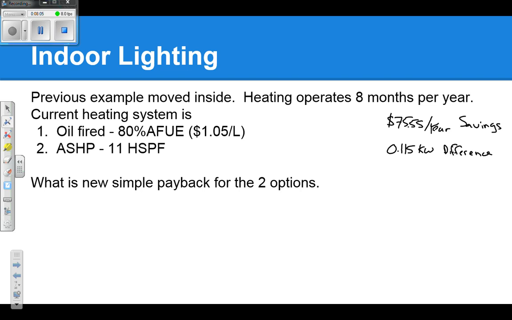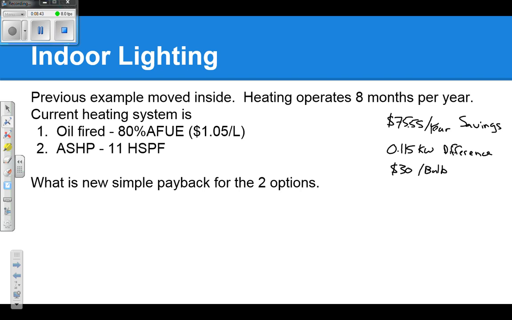And I guess the last one would be we paid $30 per bulb. A couple key numbers that we're going to need for this one. We've taken those lights and moved them inside, and the heating system operates 8 months per year. There are two options here. The current heating system is oil-fired, 80% annual fuel utilization efficiency, at $1.05 a liter. Let's do that one first. My question is, what is the new simple payback when we move these lights inside?